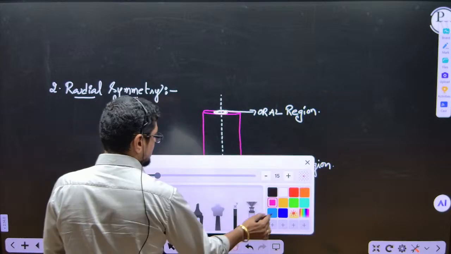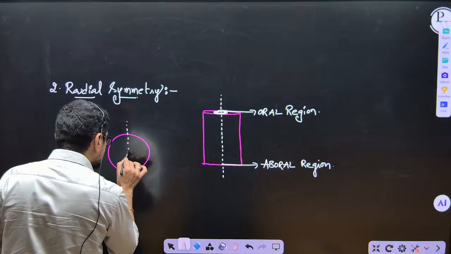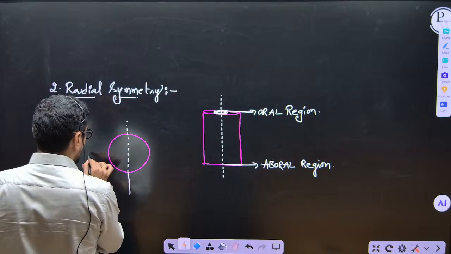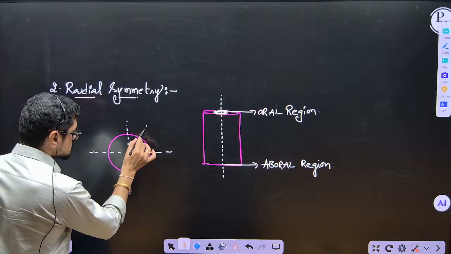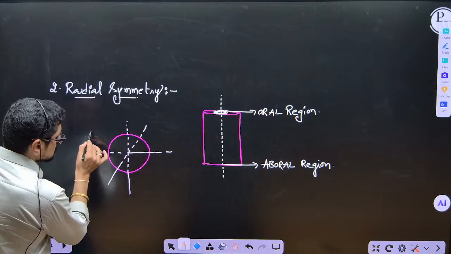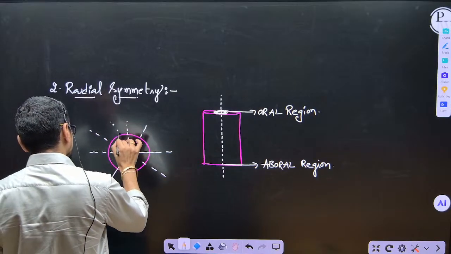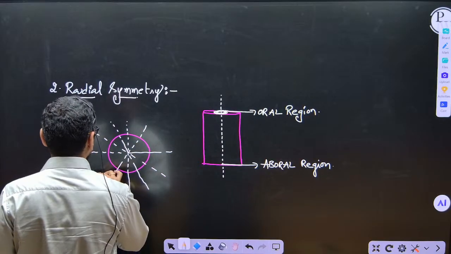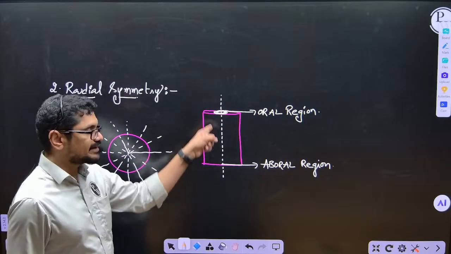Now, cut the animal here. Cut the animal into equal halves. In this direction, you can cut the animal into two equal halves, right? Or you can cut the animal into two equal halves in this direction also, or in this direction also. In any plane you can cut the animal into two equal halves, but the division should pass through the center.